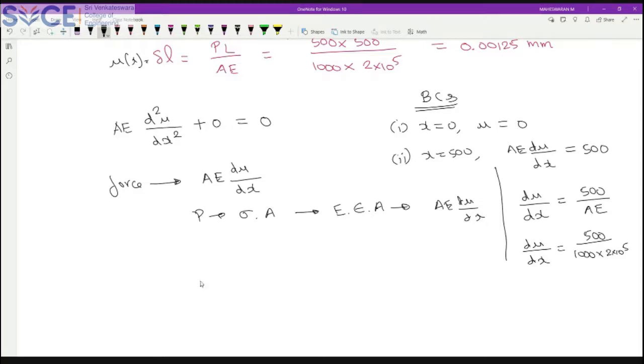So when I substitute these things, my second boundary condition, when x is equal to 500, du by dx will be equal to 500 divided by the remaining terms, 2.5 into 10 power minus 6. This is my value. So now I got these two boundary conditions. I got the differential equation, I got the boundary conditions. So both are completed, right?